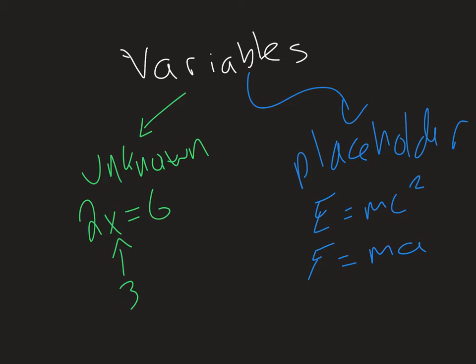A placeholder is used to express relationships where two or more values are related, and an unknown is where we typically will solve for something.